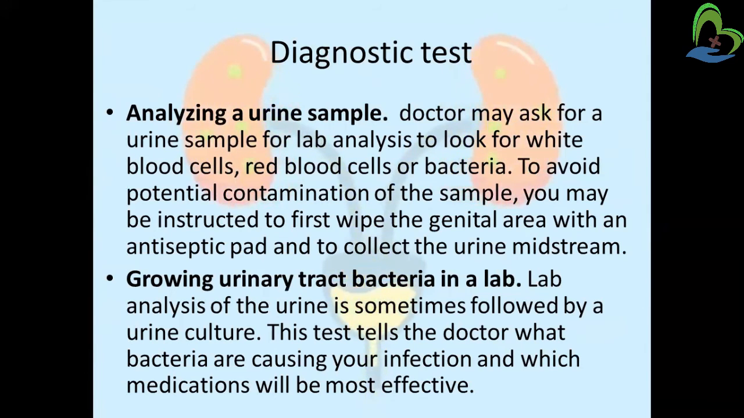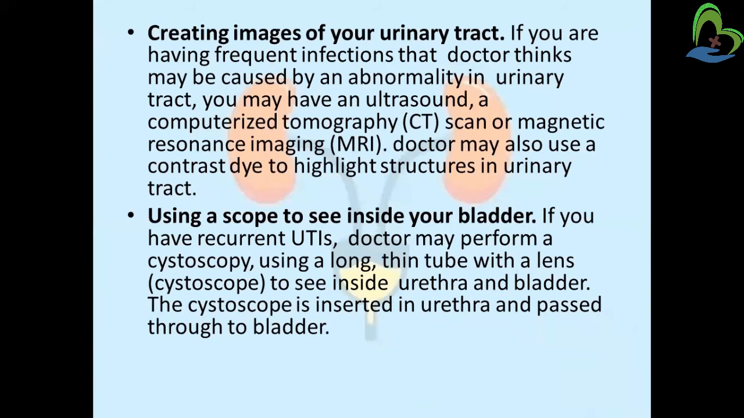Then growing urinary tract bacteria in the lab. Lab analysis of the urine is sometimes followed by a urine culture. This test tells the doctors what bacteria are causing your infection and which medication will be most effective. Then creating images of the urinary tract. If the patient has frequent infections, the doctors may think it is caused by abnormalities in the urinary tract, so they may use an ultrasound, CT scan, or MRI to identify it properly.